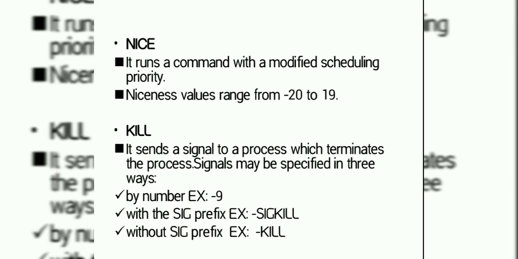Nice command. Using this command, a process with a low nice value is given high priority and more CPU time, and a process with a high nice value is given low priority and less CPU time. Niceness values range from -20, that is most favorable to the process, to +19, that is least favorable to the process. Kill command. It is used for terminating processes. Signals may be specified in 3 ways: by number, with the prefix SIG, and without prefix.